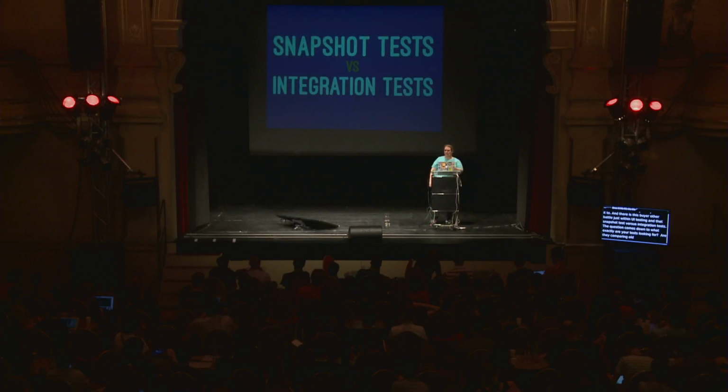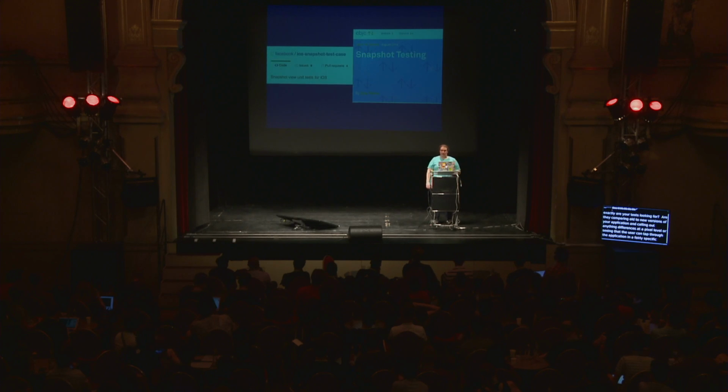And there's this entire other battle just within UI testing, and that's snapshot tests versus integration tests. And the question sort of comes down to, what exactly are your tests looking for? Are they comparing old to new versions of your application and calling out any differences at a pixel level? Or are they looking to see that the user can tap through the application in a fairly specific fashion? Now, I personally don't have a ton of experience with snapshot testing, but at the moment, the real 500-pound gorilla of snapshot testing is FB Snapshot Test Case.